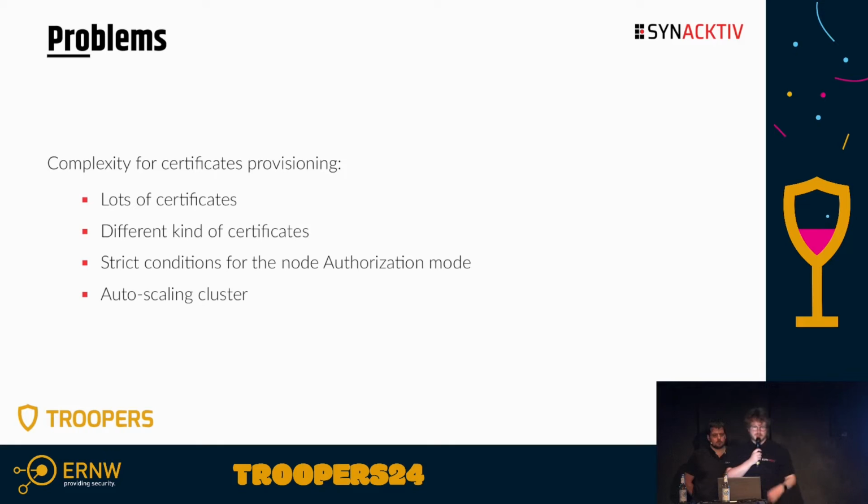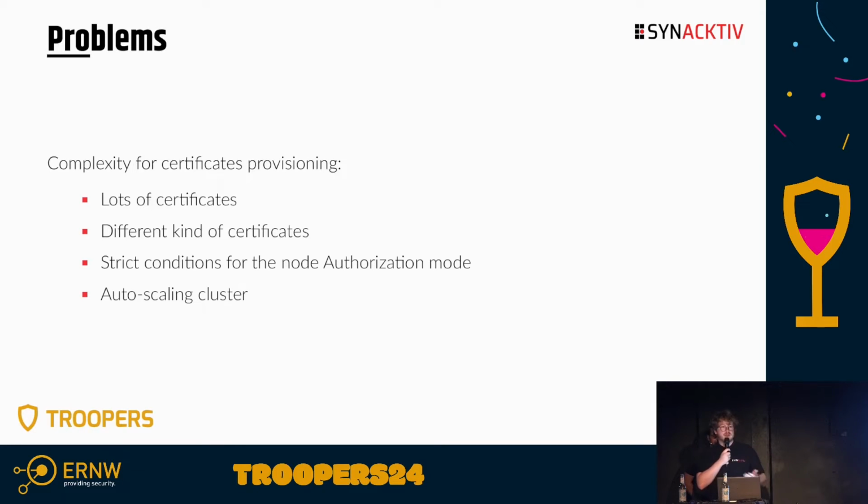So there is a lot of complexity with all this TLS certificate. You have to provide them on sometimes different servers. You have a lot of them. You have different kinds of certificate: client certificate, serving certificate, the certificate authority to provide. You need to have strict conditions on your kubelet certificate for the node authorization mode. And what about auto-scaling clusters, where nodes come and go?